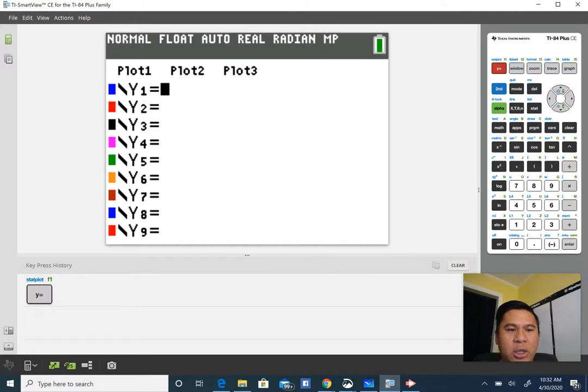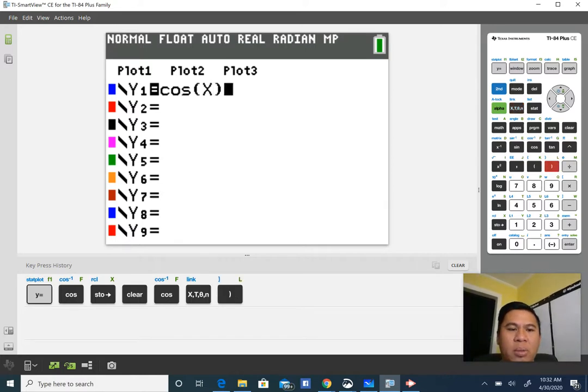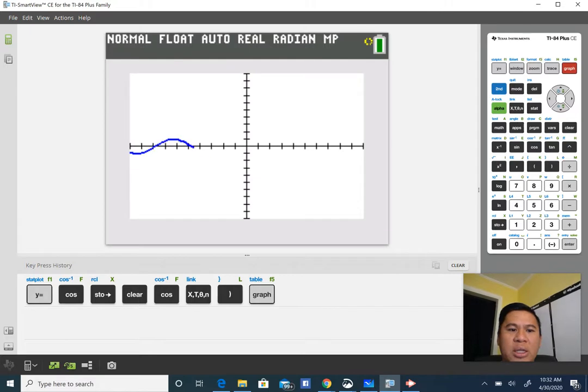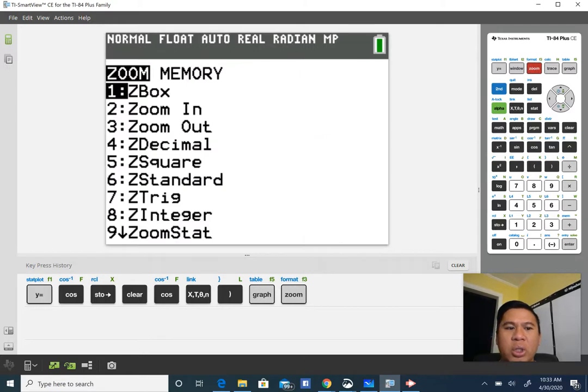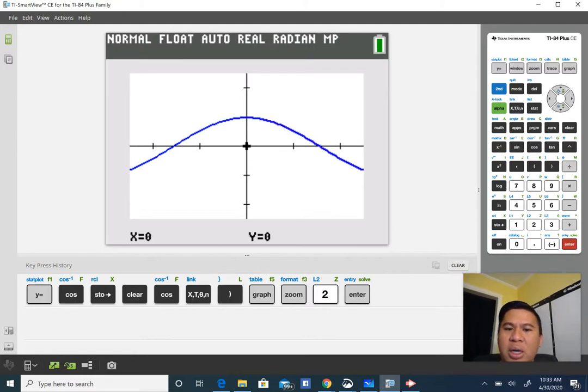So to graph it, we'll just click on y equals, and then we're simply going to put in the cosine. It's beside the sine and the tangent functions, and let's put an x in that case. We use this X, T, theta, n button, beside the alpha, the green button, then put a parenthesis in there, and we can see the graph of our cosine function. If you want to see it clearly, we can zoom in by pressing zoom and number 2 and pressing enter.